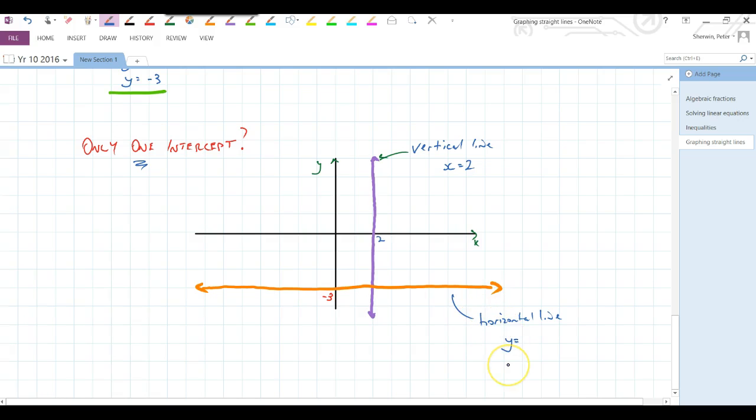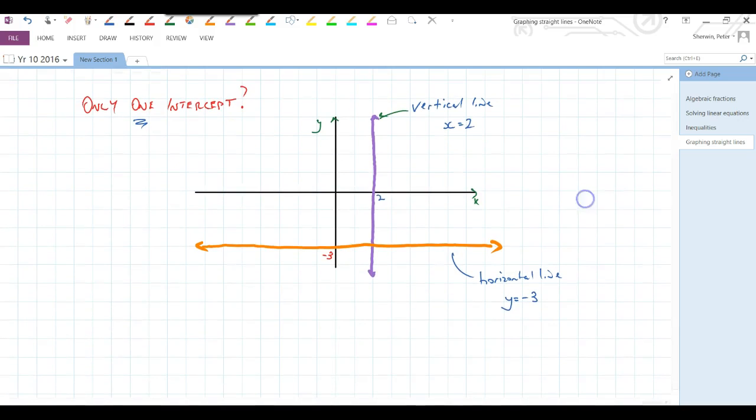Any horizontal line has equation y equals, because if you think about it, same logic as before, every y coordinate on that orange line is equal to minus 3. So horizontal line, y equals minus 3. Vertical line, x equals something, whatever it is, it's going to be vertical.